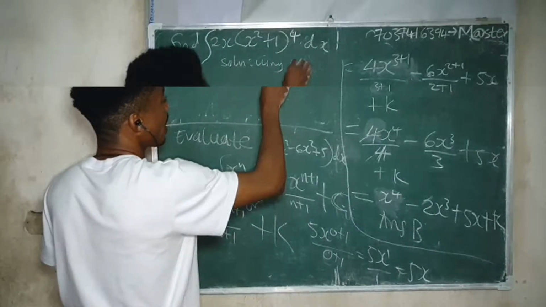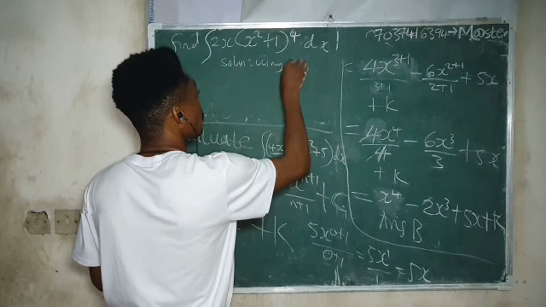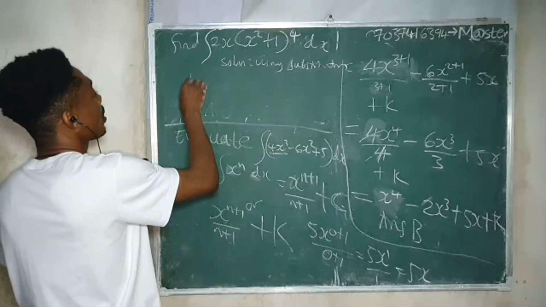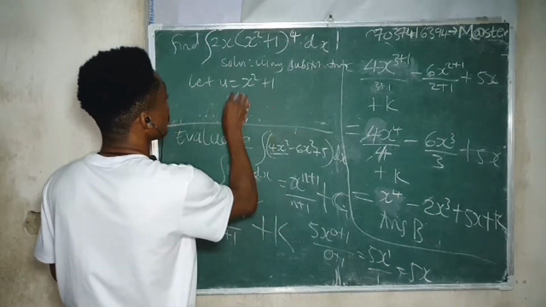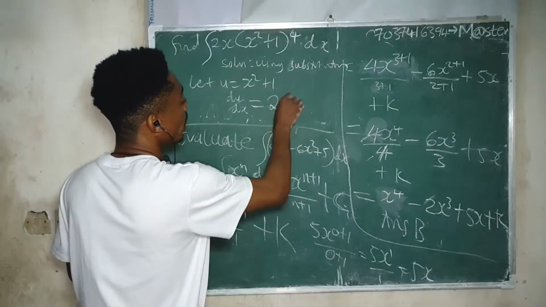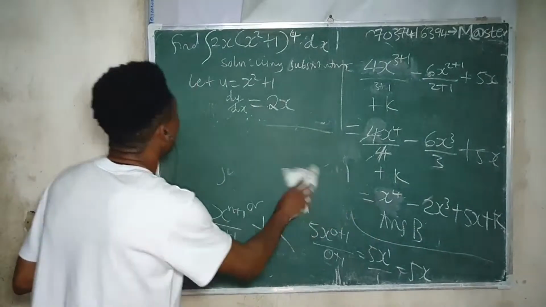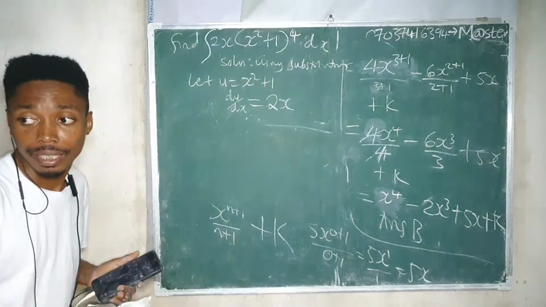This is a chain function. We are going to use integration by algebraic substitution. Using algebraic substitution, we will now say that let u be equal to x squared plus 1. Immediately find the du dx. The du dx is 2x. You may be wondering, why are we integrating and now we are doing differentiation at the same time?